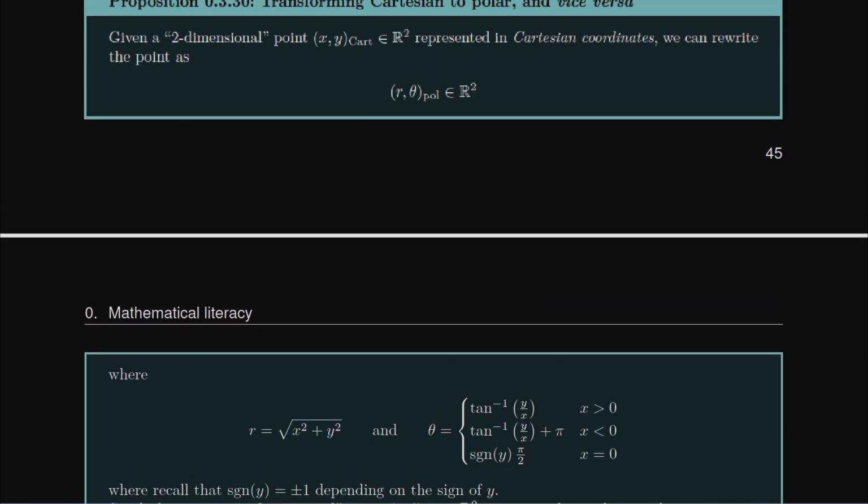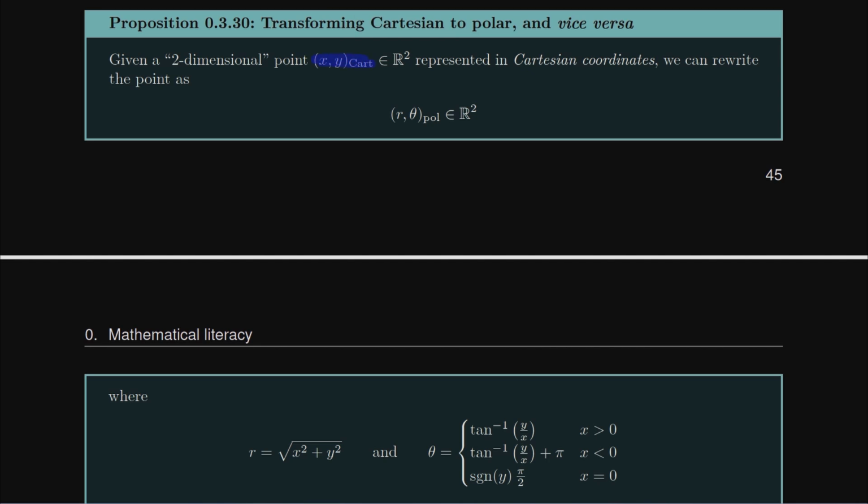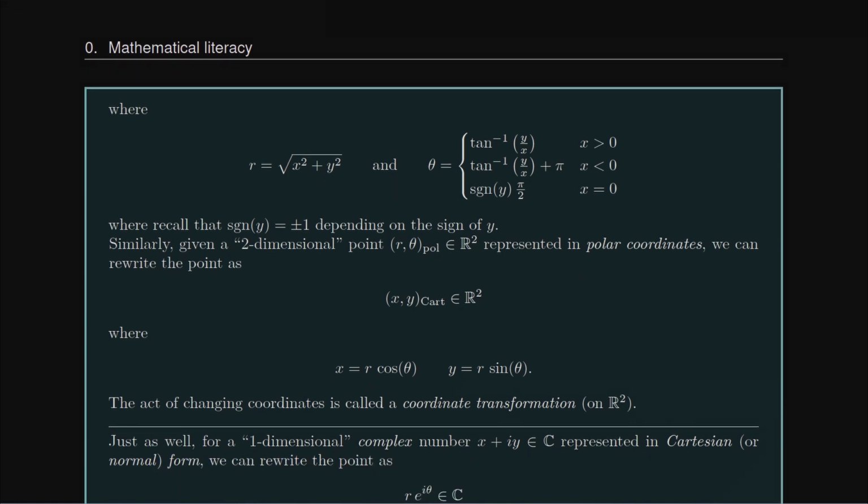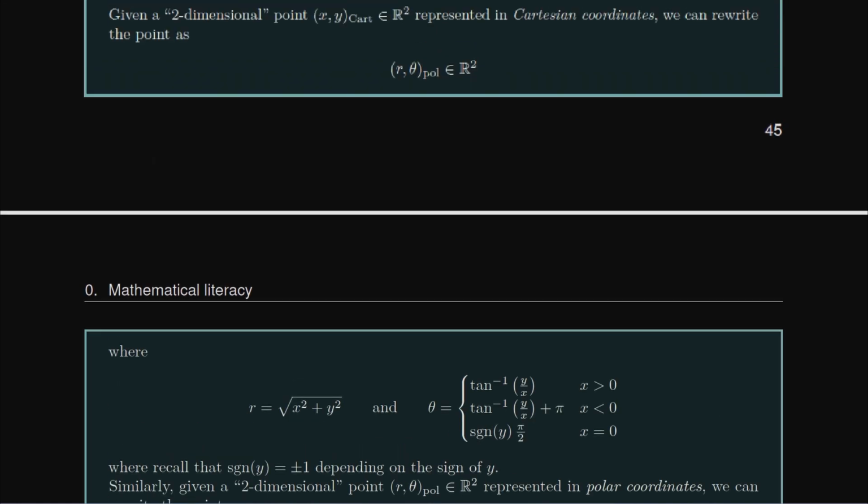Well, the point is that you can translate this point written in Cartesian into this point written in polar using the following coordinate transformation. The r in our output up here will be written as root x squared plus y squared. And the theta in this output will be written as, well, this is exactly the atan2 function, the two-argument inverse tangent function.